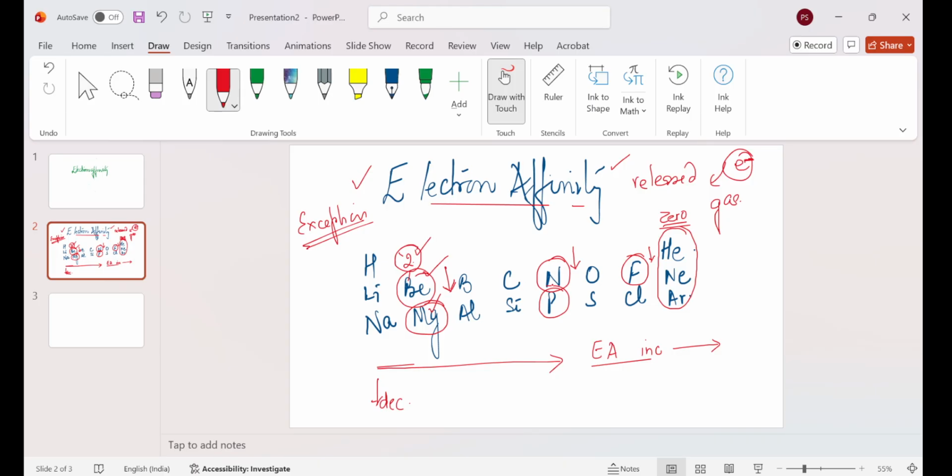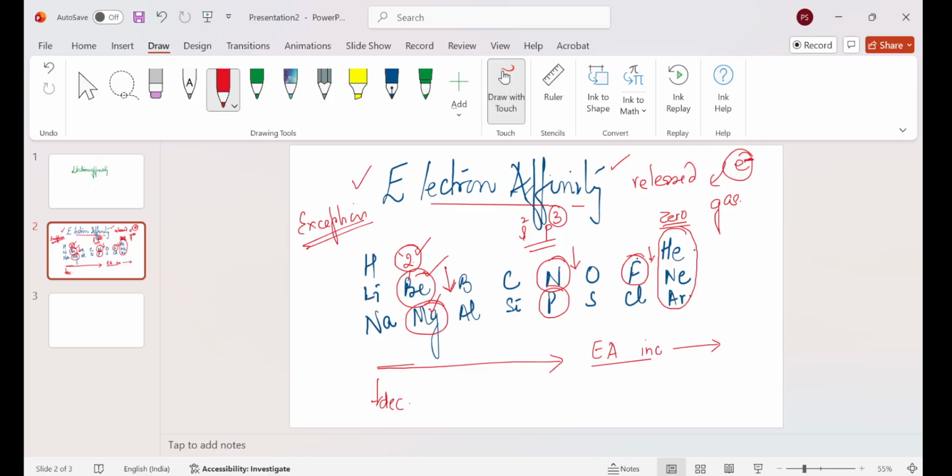Likewise, when we talk about nitrogen and phosphorus, they have the s orbital filled and in the p orbital there are 3 electrons. 3 electrons means there are 3 rooms and in each room there is one single person occupying, right? Because of this, they are comfortable alone, so they don't want any extra electron. So here also there is a dip in the electron affinity.